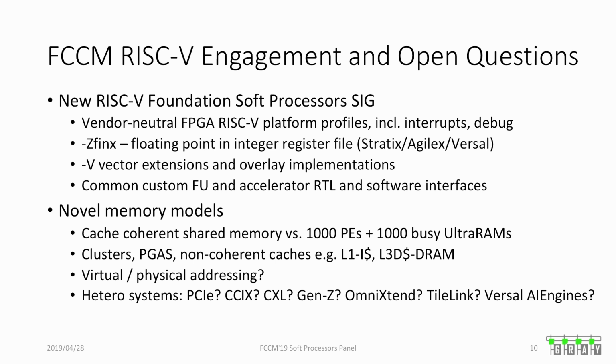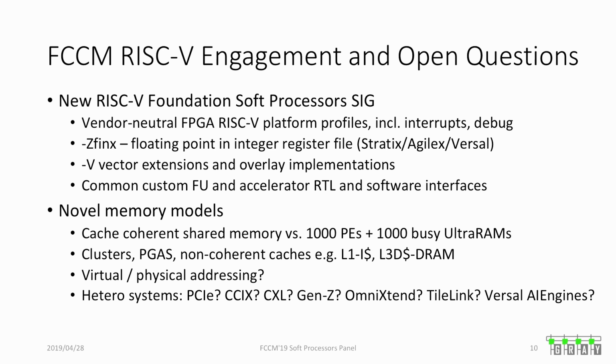So for this community, here are some engagement opportunities and some open questions. There's a RISC-V Foundation. There's a soft processor SIG that's just starting, that's led by Guy and Tim Ansel. Some of the things we can work on there are vendor-neutral RISC-V platform profiles for low-footprint FPGA SoCs, -Zfinx, which is floating point in the integer register file, which will be great on Stratix, Agilex, and Versal. The -V vector extensions, which is how we're going to get the next factor of 4 efficiency over just instruction-based execution. And we need to have a common way of composing the cores and the accelerators and custom function units so that we can have good composition across our community.